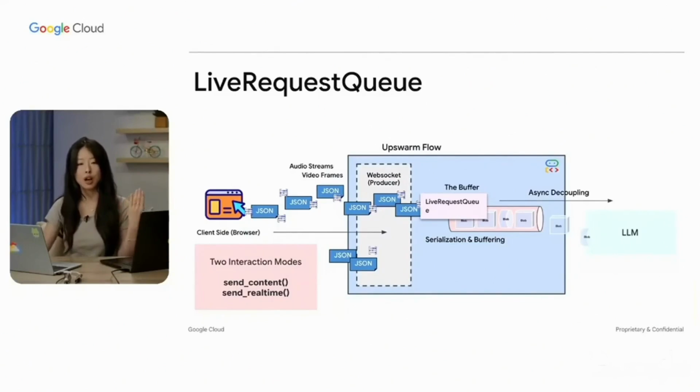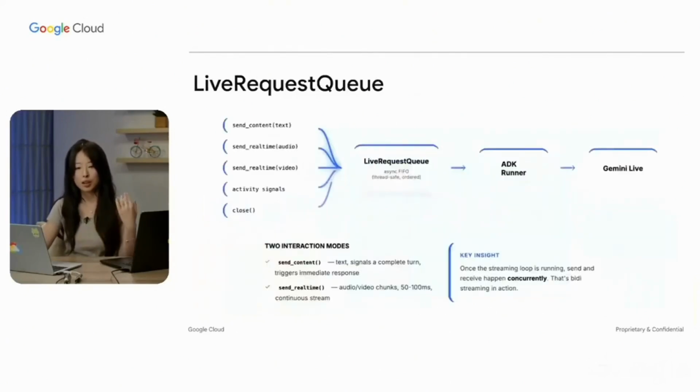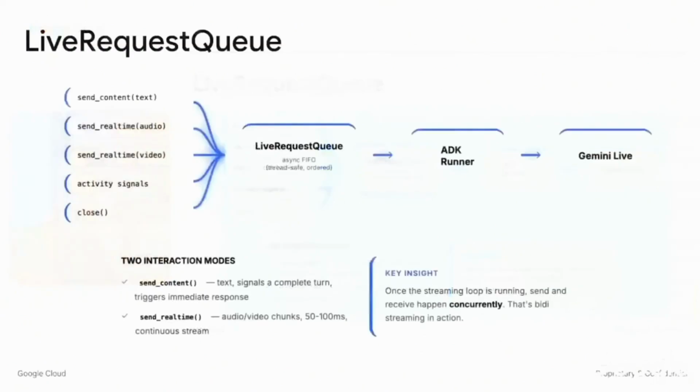So with this queue, our server can run two parallel tasks at the same time. We have an upstream task that reads everything from the browser and pushes things to the queue. We also have a downstream task that reads from the runner and forwards the events back. They're completely decoupled, and they don't have to wait for each other. To summarize, there's something very worth mentioning: we have different types of input with different behavior.